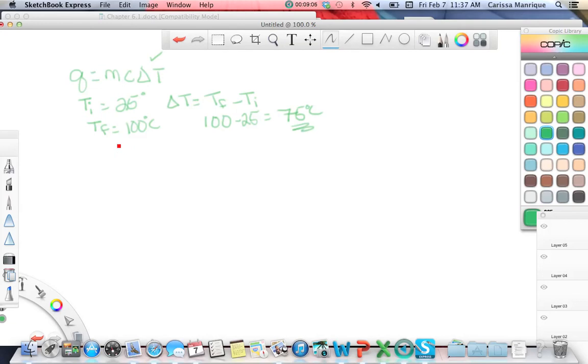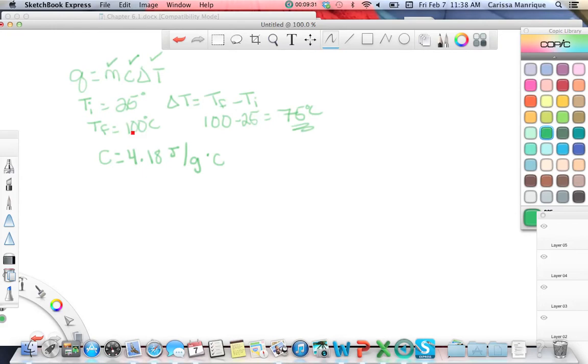C for water. I don't think it says it in the problem. Normally in a problem, they would give that to you or tell you where to look it up. But this is a chart in the book. C for water is 4.18. This is just a constant, in joules per gram degrees Celsius. So we have C.